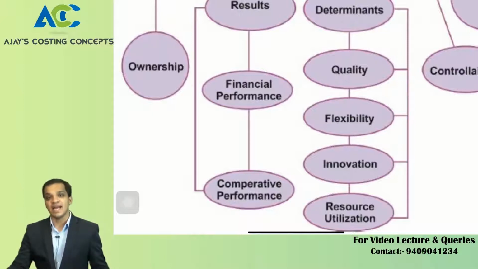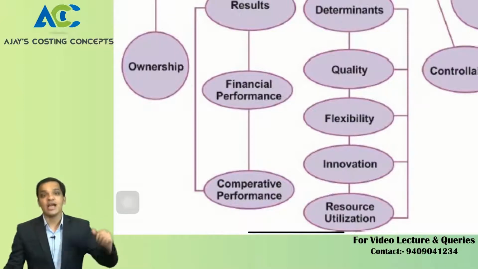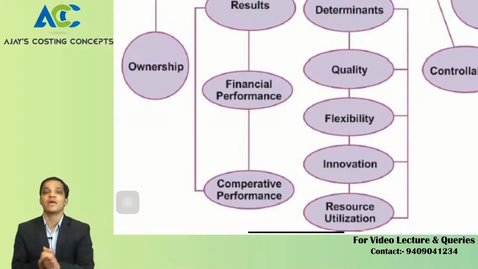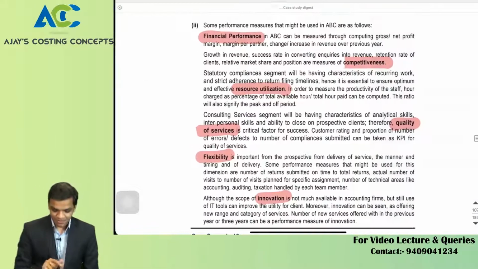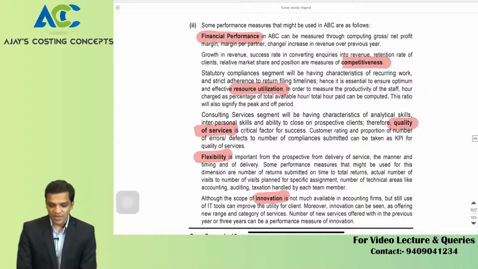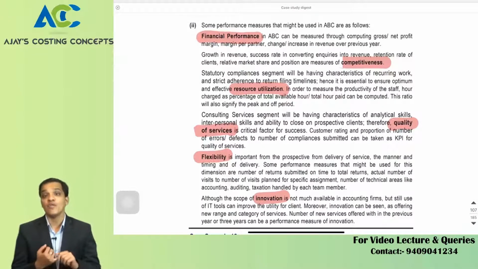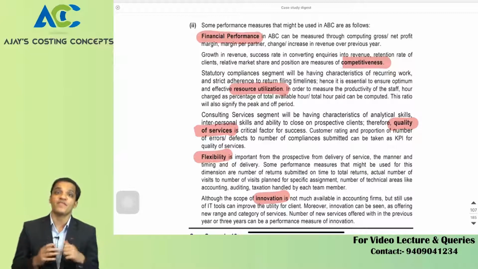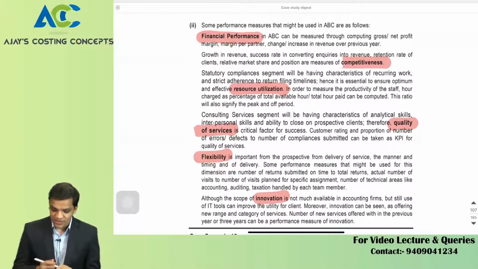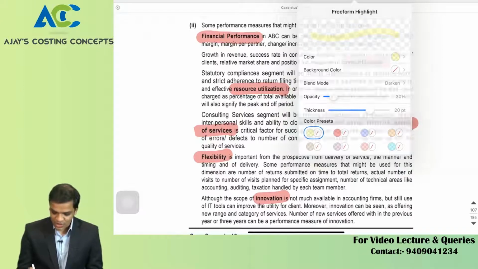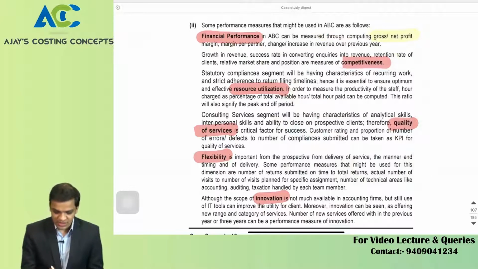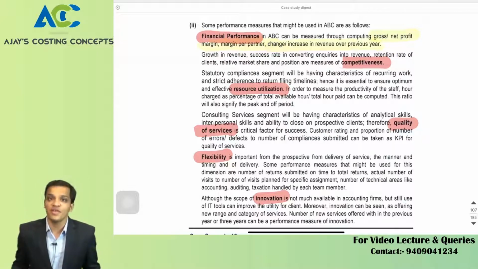Once you are done with that, what is the next thing? How your financial performance is, and how much better you are in competitive performance. Now, here, financial performance of ABC can be measured through computing. How will you compare financials? What are their net profits? What are their gross profits? So the gross and net profits, margins, margin per partner, and revenue over the previous year. This is how the financials will be done.